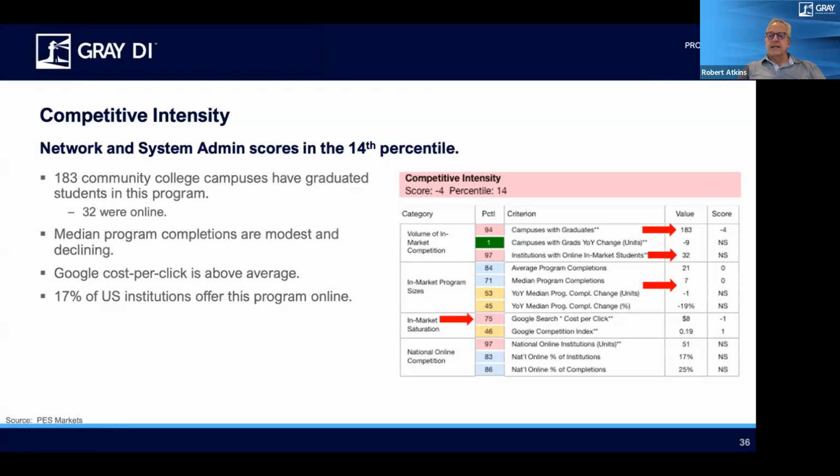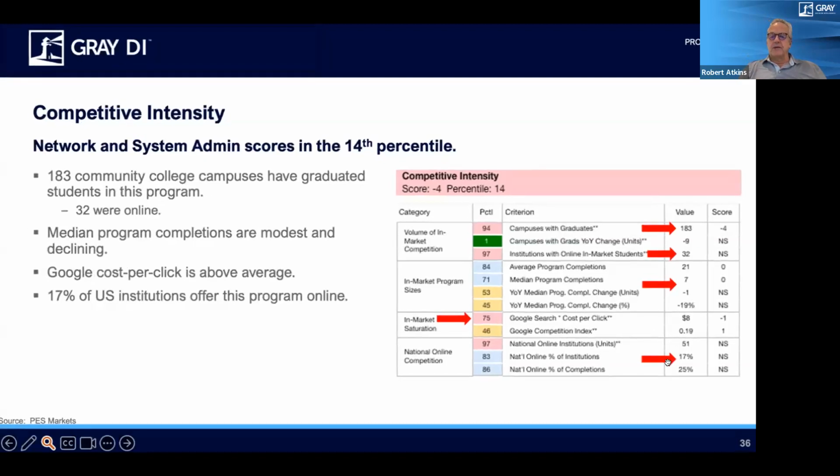Google cost per click is getting expensive. This is at the 75th percentile, which suggests that people are spending a fair amount to market these programs and attract students. And that number is $8. So remember that probably more like, well, that's a lot of money by the time you're done multiplying out, $800 to $1,000 per student. And the Google competition index is at 0.19. That's actually pretty low. That index runs from 0 to 1, with 1 being most competitive.